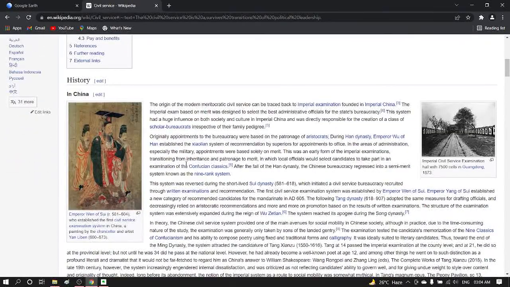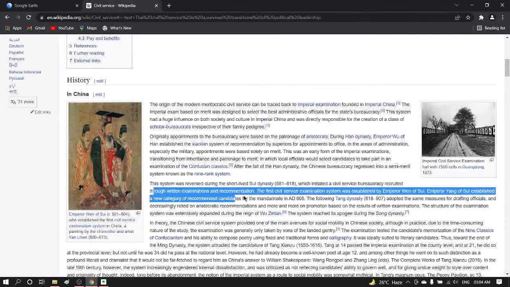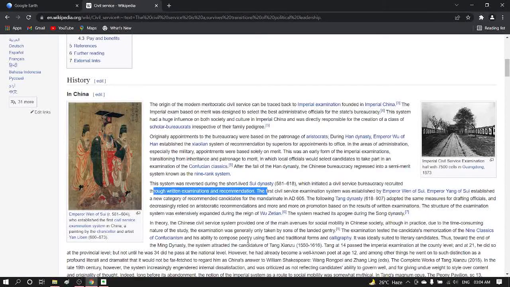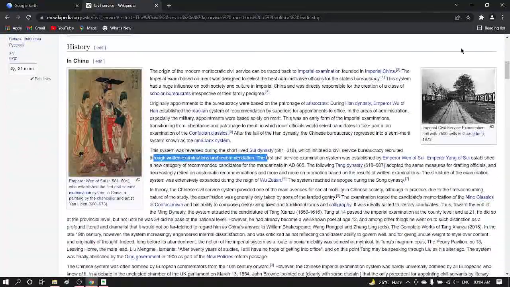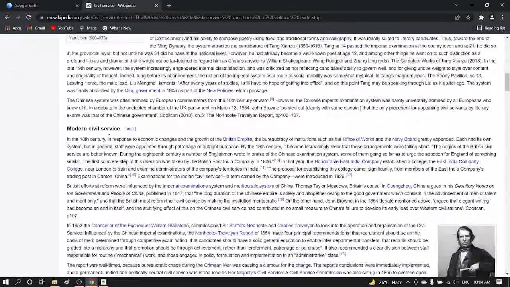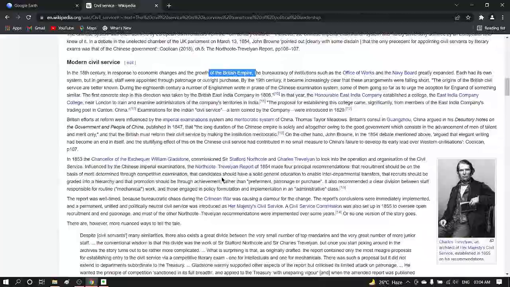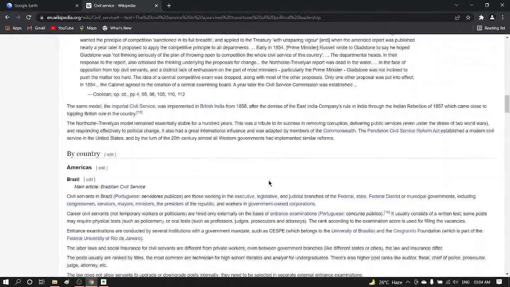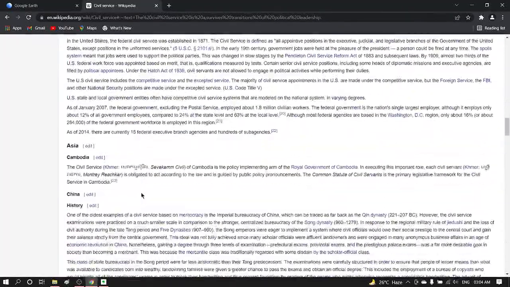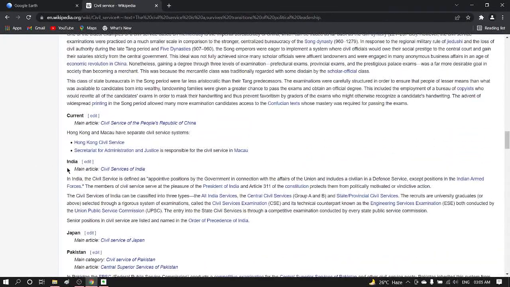So you can read the history. I've already mentioned about the emergence of a modern civil service based on merit through written examination and recommendation, during the rule of emperors in China, right? Then you can see modern civil service starting from the growth of British Empire. And also by country you can see under India, the title India.